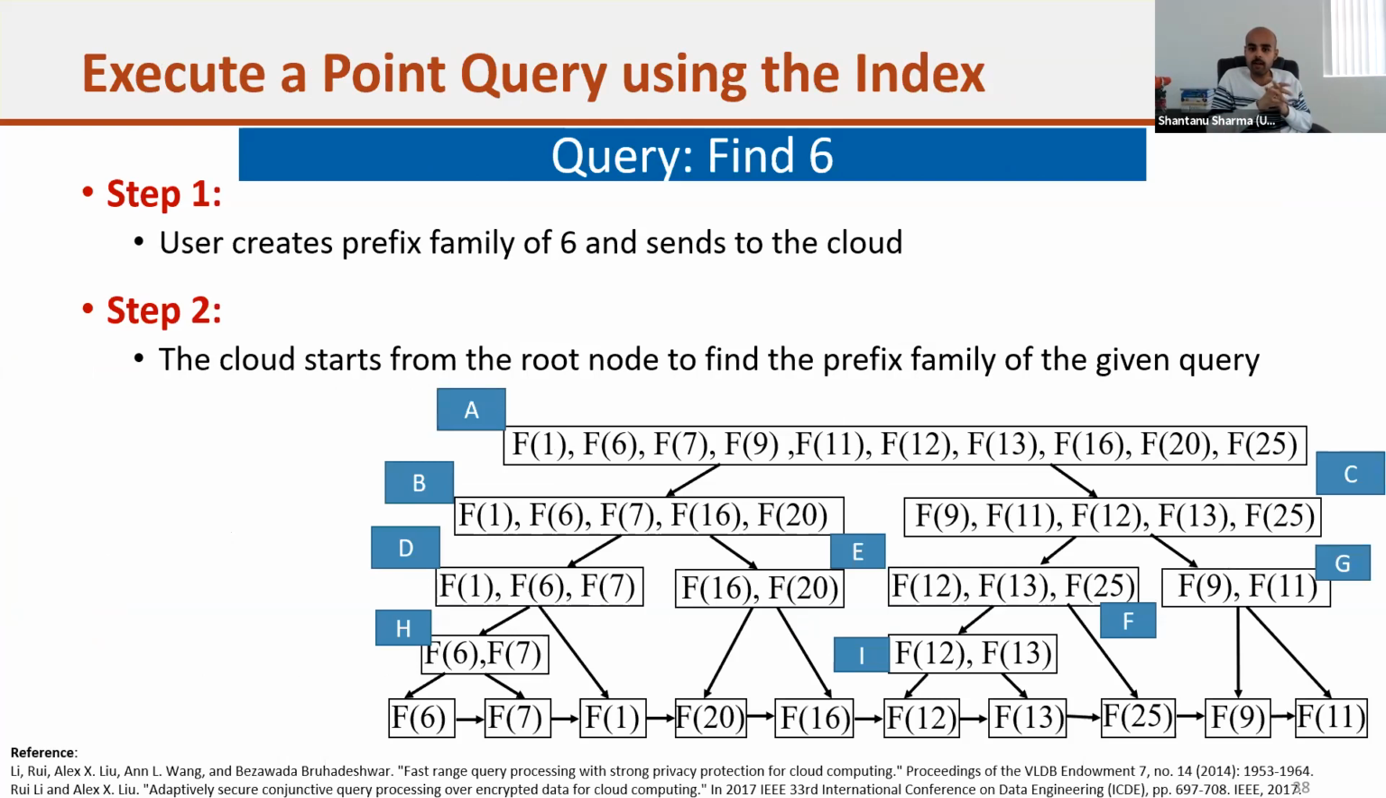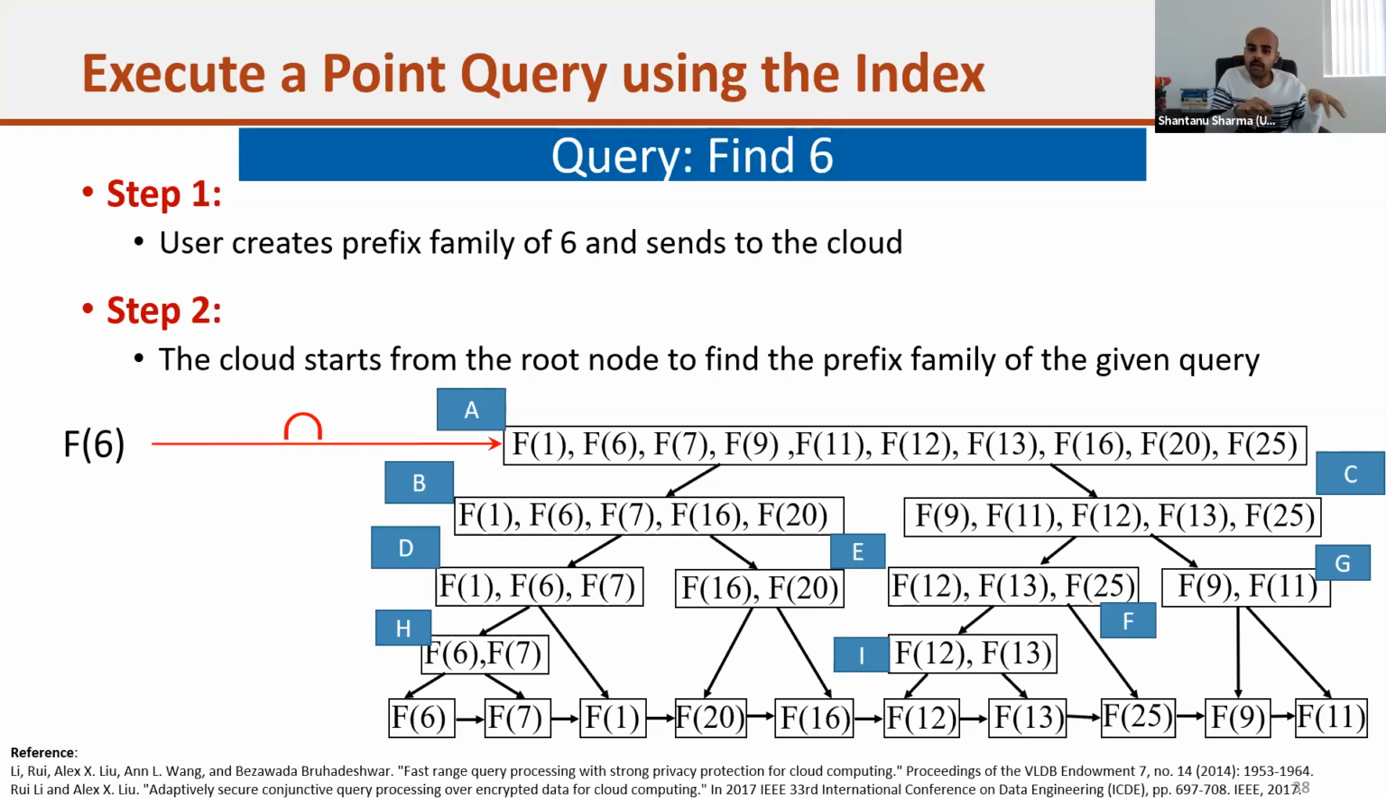Suppose I have this tree, and A, B, C, D are the nodes of this tree. I want to search F6, meaning the number 6. So how can I search F6? First I need to create the prefix family of 6, and then I need to find the intersection with the node. As you saw in the previous slide, if I am using 5 bits, the prefix family of 6 will contain 6 numbers. If these 6 numbers match the root node, then I know that F6 is matching, meaning the number 6 is in this tree.